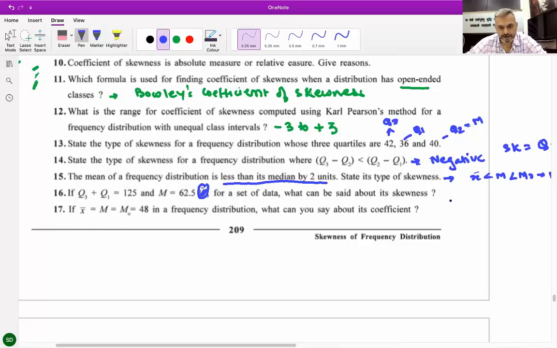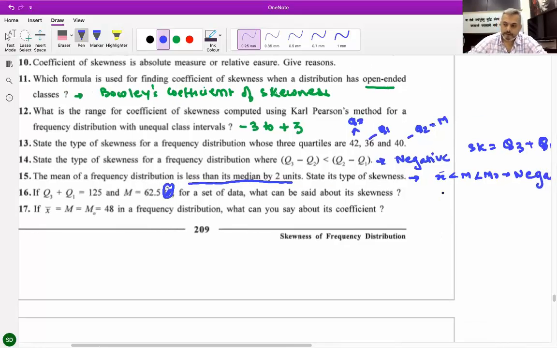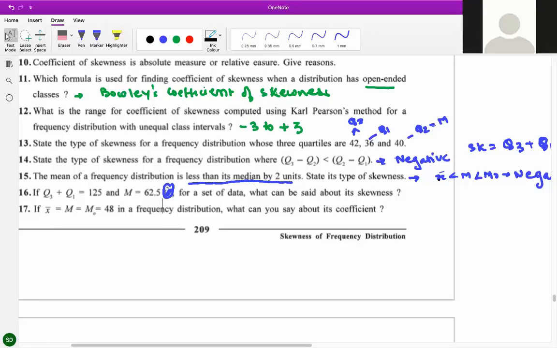Can you do this and tell me? Can you try this on your own? Yes, please do that and tell me what's the answer. Sir, skewness is equal to 0, so symmetric. Yes, skewness is equal to 0.